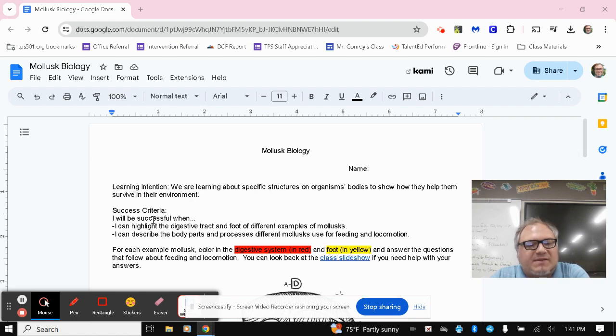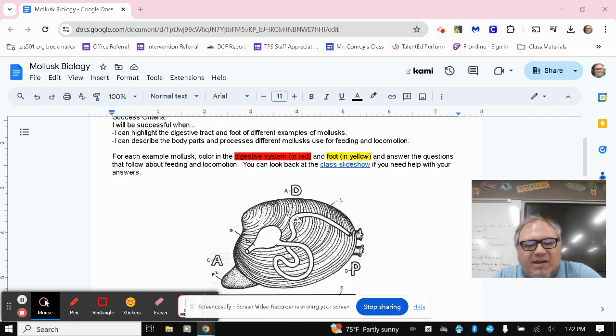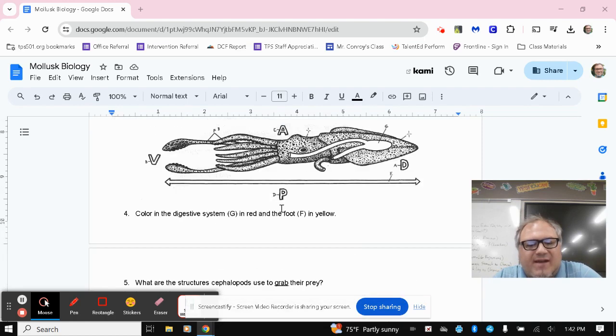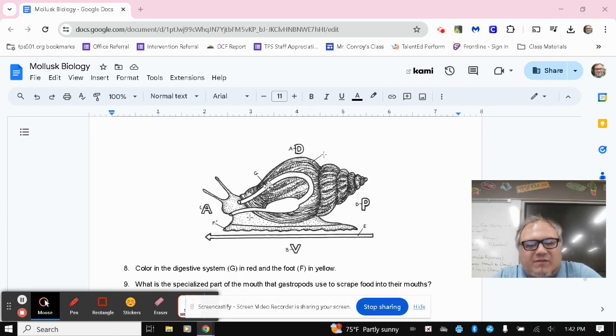Success criteria: I'll be successful when I can highlight the digestive tract and foot of different examples of mollusks, and I can describe the body parts and processes different mollusks use for feeding and locomotion. So you'll have diagrams for three different groups of mollusks. You've got a bivalve, you've got a squid for a cephalopod, and then you've got a snail here for a gastropod. And with each one of them, there is a label here, the A, D, P, and V.